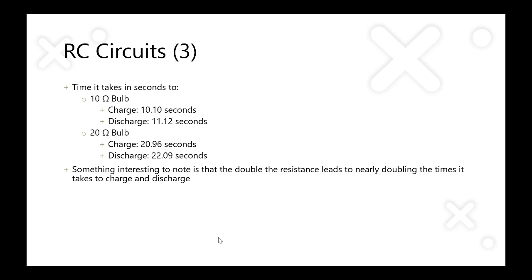The time it takes in seconds to charge the 10 ohm bulb was 10.10 seconds, and the time it takes to discharge the 10 ohm bulb was 11.12 seconds. The time it takes to charge the 20 ohm bulb was 20.96 seconds, and the time it takes to discharge the 20 ohm bulb was 22.09 seconds. Something interesting to note is that the resistance is doubled, and that leads to nearly doubling the times it takes to charge and discharge the bulb.